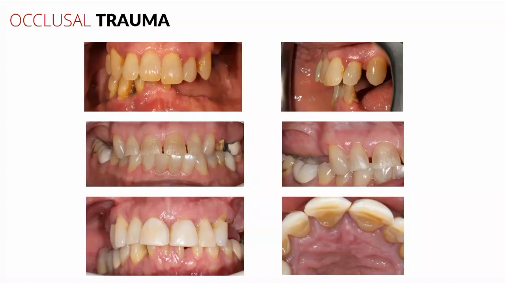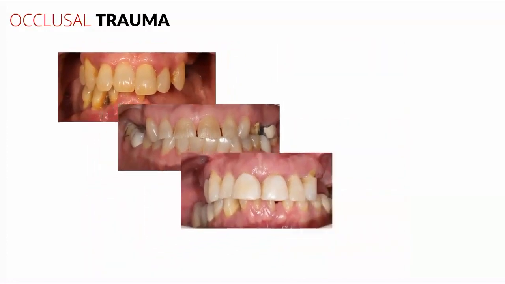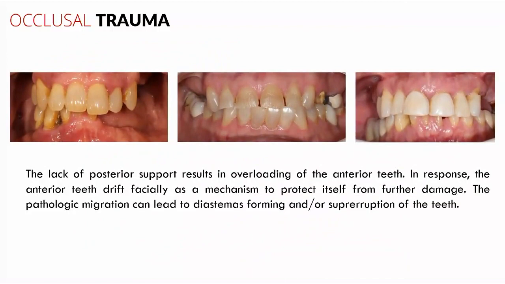So can you guys see the progression of this trauma as back teeth are lost, right? The back teeth no longer protect the front teeth. As a result of that, the front teeth are going to be damaged. And when we say damage, one of the ways it manifests itself is movement of those teeth and then formation of a diastema, the term we use to describe gaps between the teeth. Diastema, we'll have that in the slide. And that's one of the signs of occlusal trauma, okay? Yeah, right here. The pathologic migration can lead to diastemas forming and or supereruption of teeth.